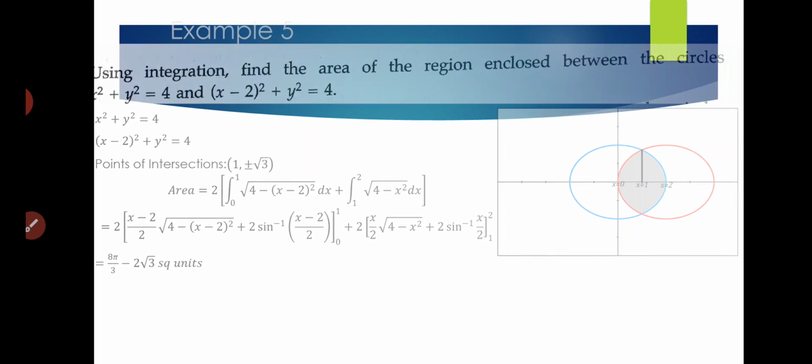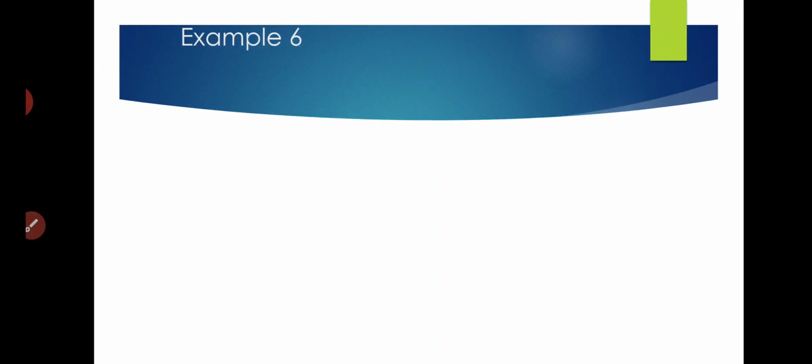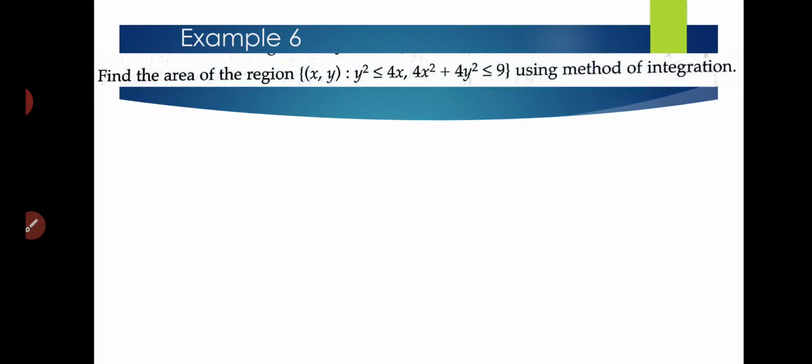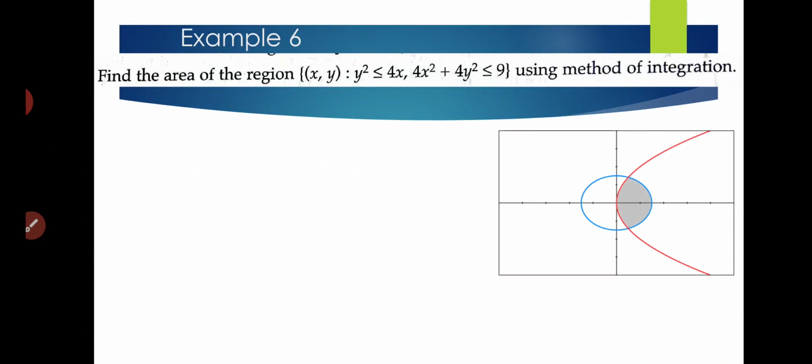Next, number 6, and this is the last problem that we are going to consider. Find the area of the region bounded between y square less than or equal to 4x and 4x square plus 4y square less than or equal to 9. Now obviously y square less than or equal to 4x is basically the parabola and its inside region, and 4x square plus 4y square less than or equal to 9 means it is the circle and its inside region. So the area that we are talking about is this.